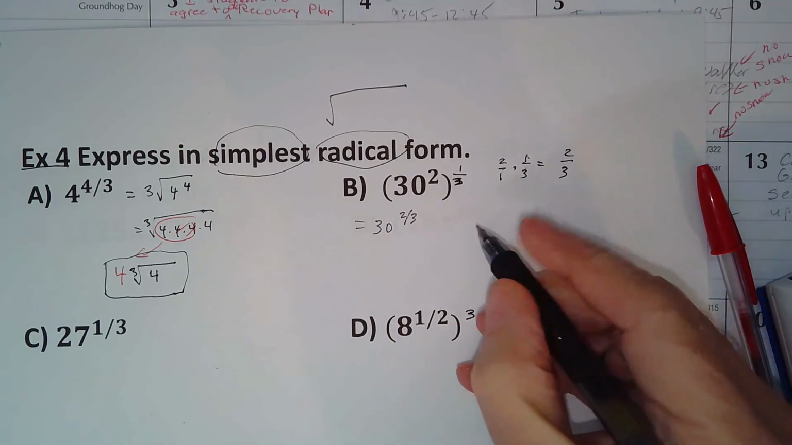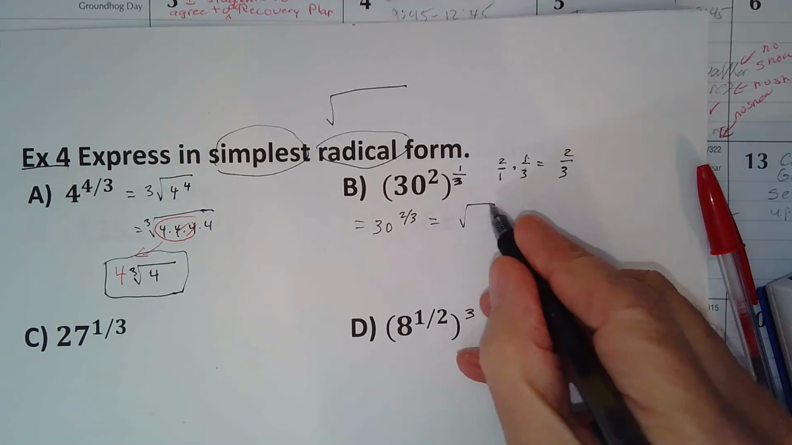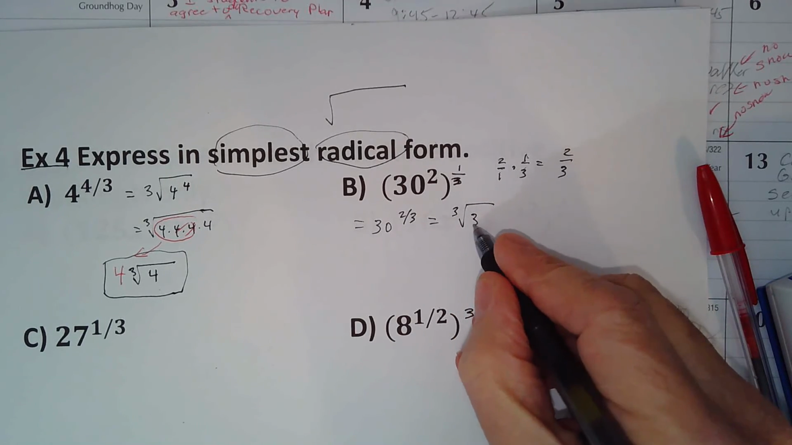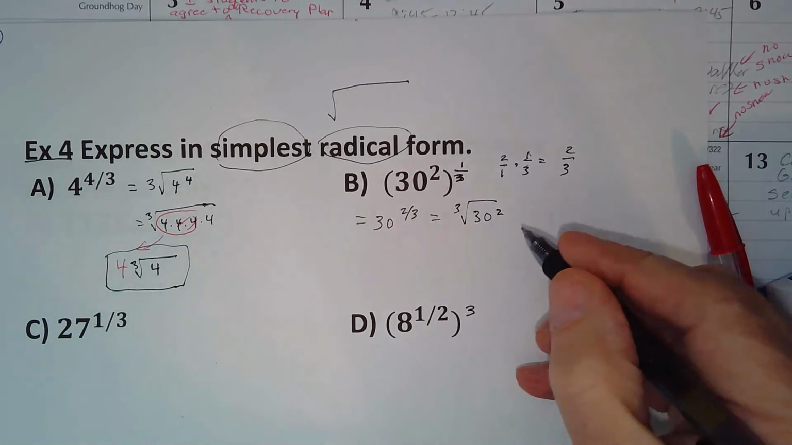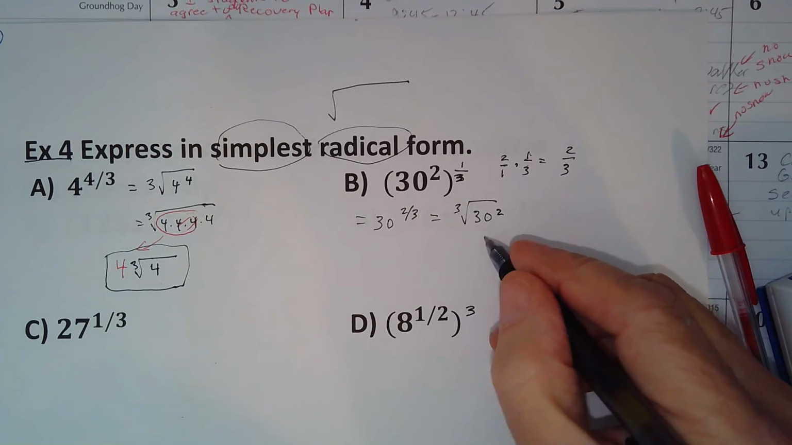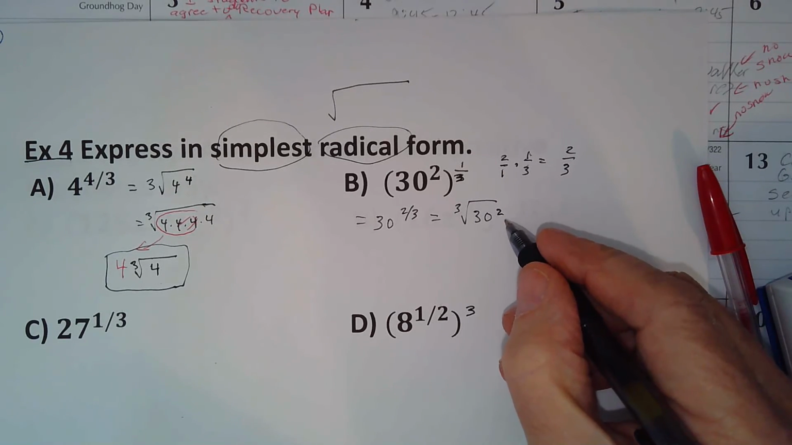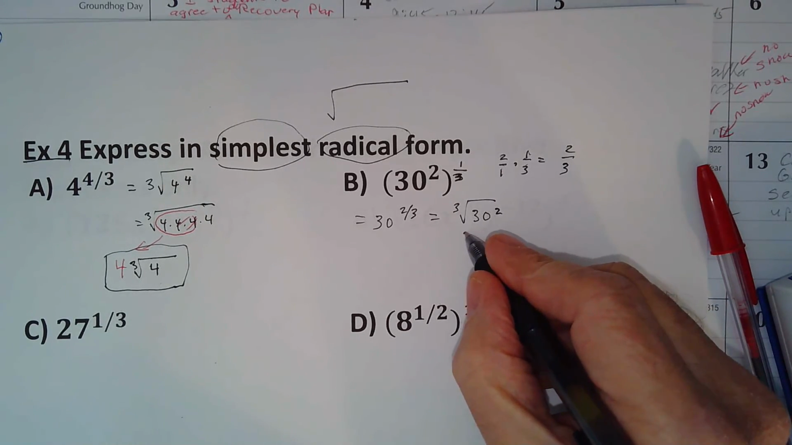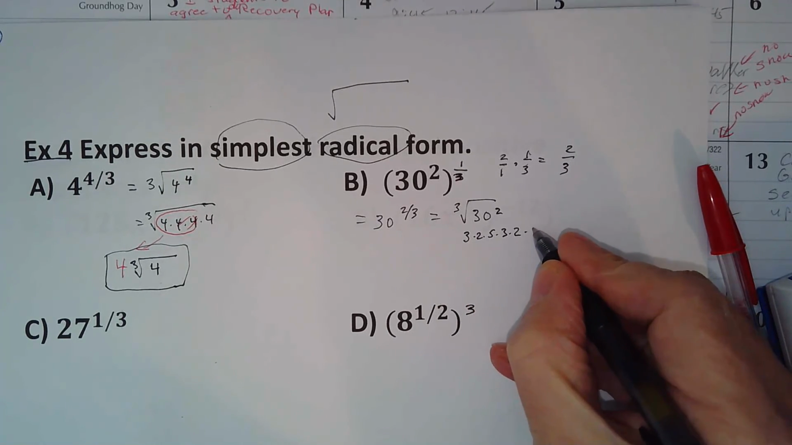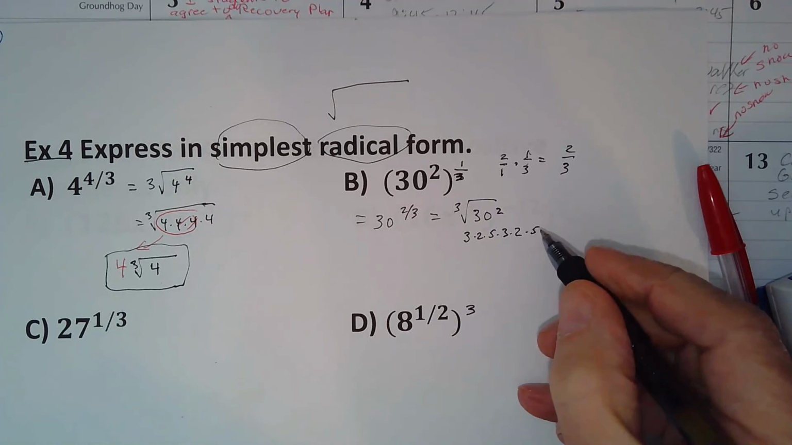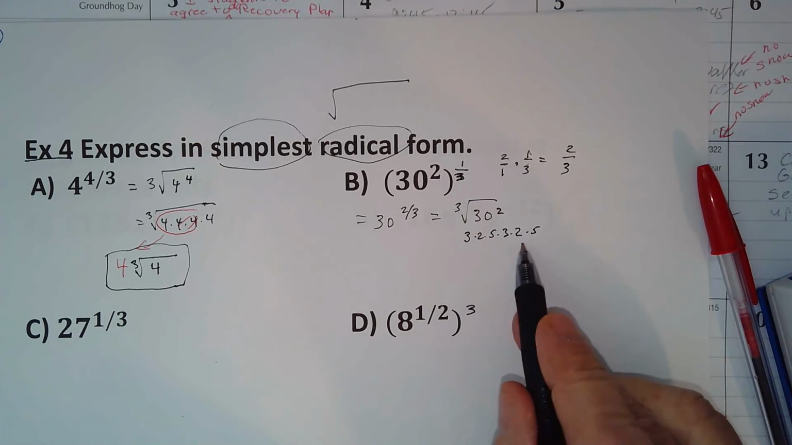Which equals the cube root of 30 squared. Now 30, can we do anything with that? Well, we know that's 3 times 10 times 3 times 10, and 10 is 2 times 5. So that's 3 times 2 times 5 times 3 times 2 times 5. Do we have any groups of 3 we can take out? Well, no, I have two 3s, two 2s, two 5s.